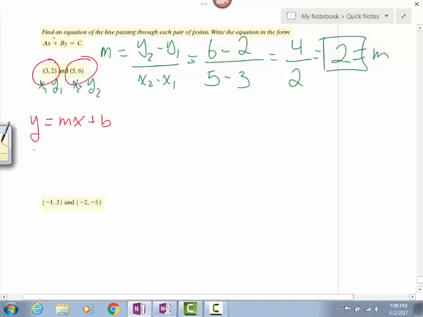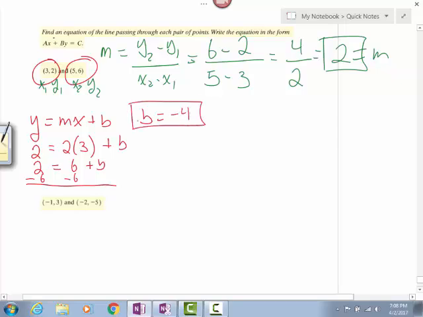So where the y used to be, I'm going to put my number 2. Where my m is, I'm going to put 2 because we just found that. Where my x is, I'm going to put my number 3, plus b. So 2 equals 2 times 3, which is 6, plus b. So when I subtract 6 on both sides, I come up with b is equal to negative 4.